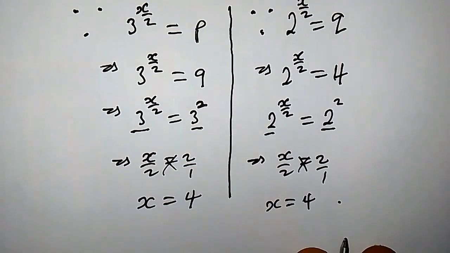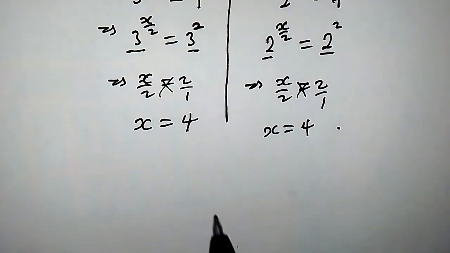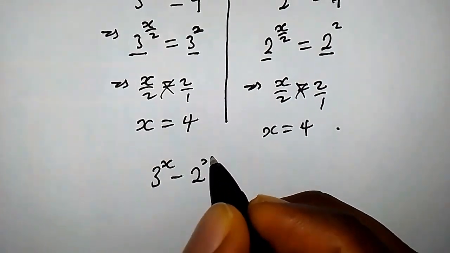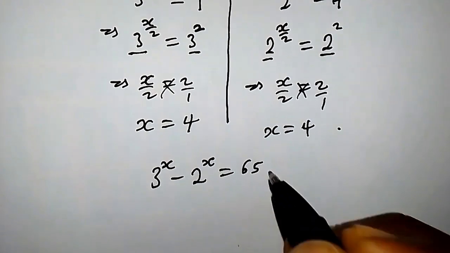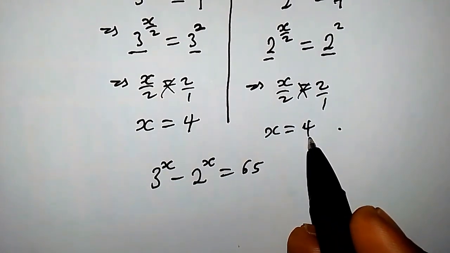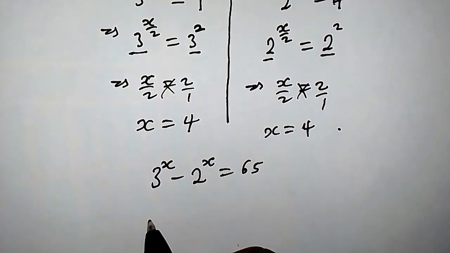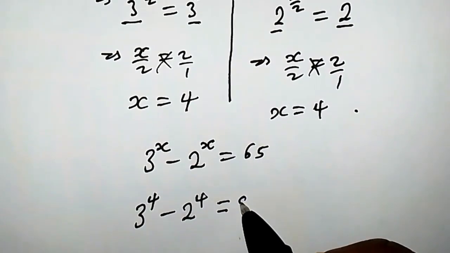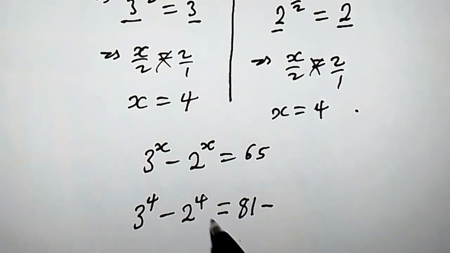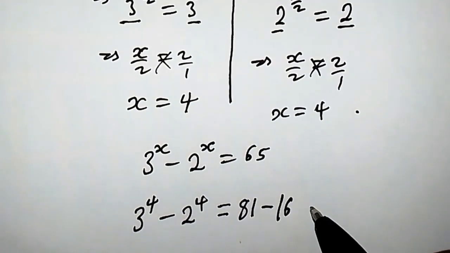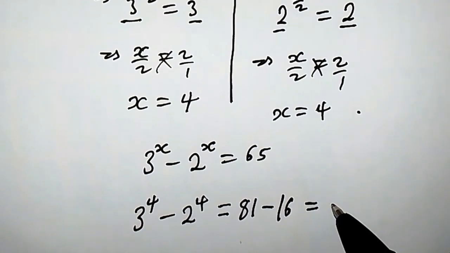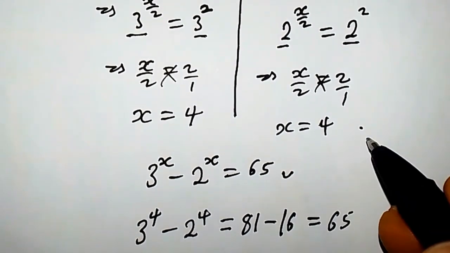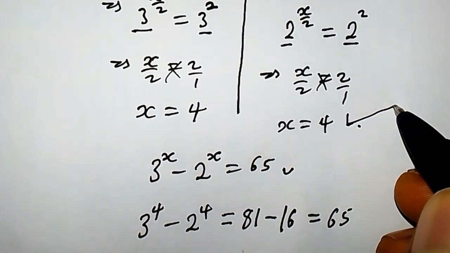Now, let's check if what we have done is right. The original question says 3 raised to power x minus 2 raised to power x is equal to 65. So let's plug in the value of x into this left hand side. We're going to have 3 raised to power 4, that is 81, minus 2 raised to power 4, that is 16. 81 minus 16 gives 65, which is what we have on the right hand side. So therefore, our final answer is x equals 4.